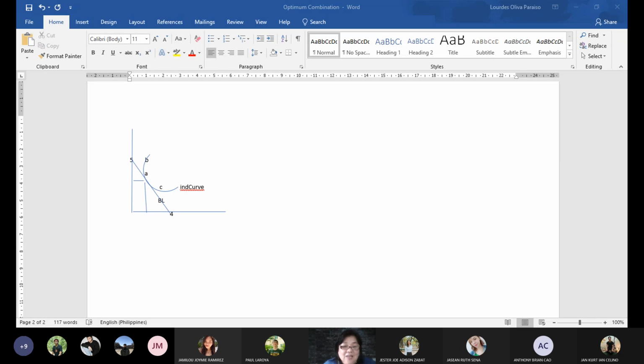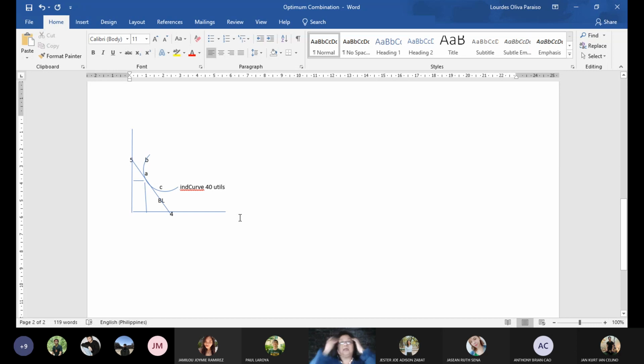Oh, ngayon, balik tayo doon sa table. Point A, B, C, what does it mean? If your indifference curve is valued at 40 utils, di ba? Based on our computation, the marginal utility of A and marginal utility of B is 40 utils. Is that correct?